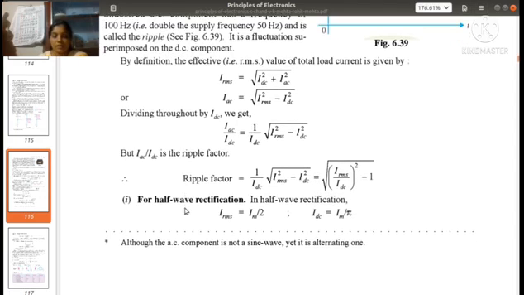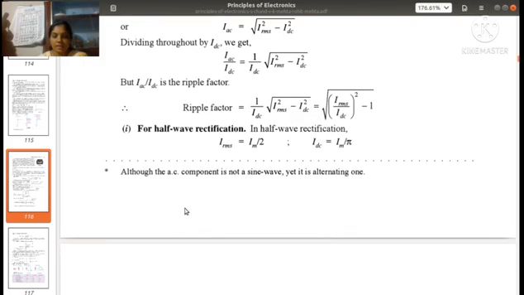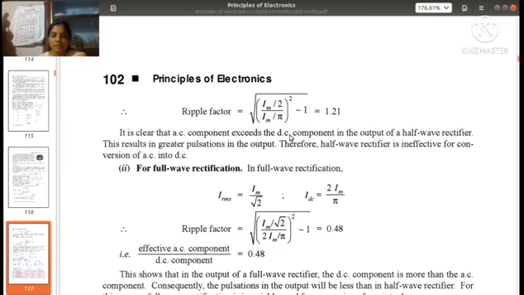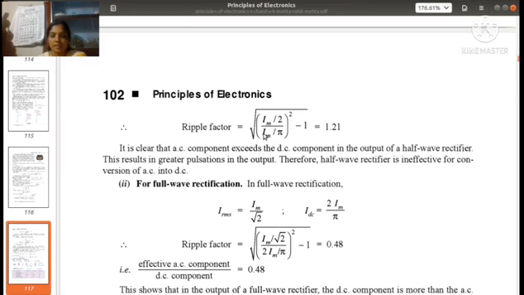Now for half wave rectifier, we know that IRMS is Im by 2 and IDC is Im by pi, which we calculated earlier in the analysis of efficiency. Okay, so we have IRMS as Im by 2 and IDC as Im by pi. Substitute these two values here and calculate the ripple factor. So we will get ripple factor as square root of (Im by 2) whole square by (Im by pi) whole square minus 1, and by calculating this value we will get 1.21.